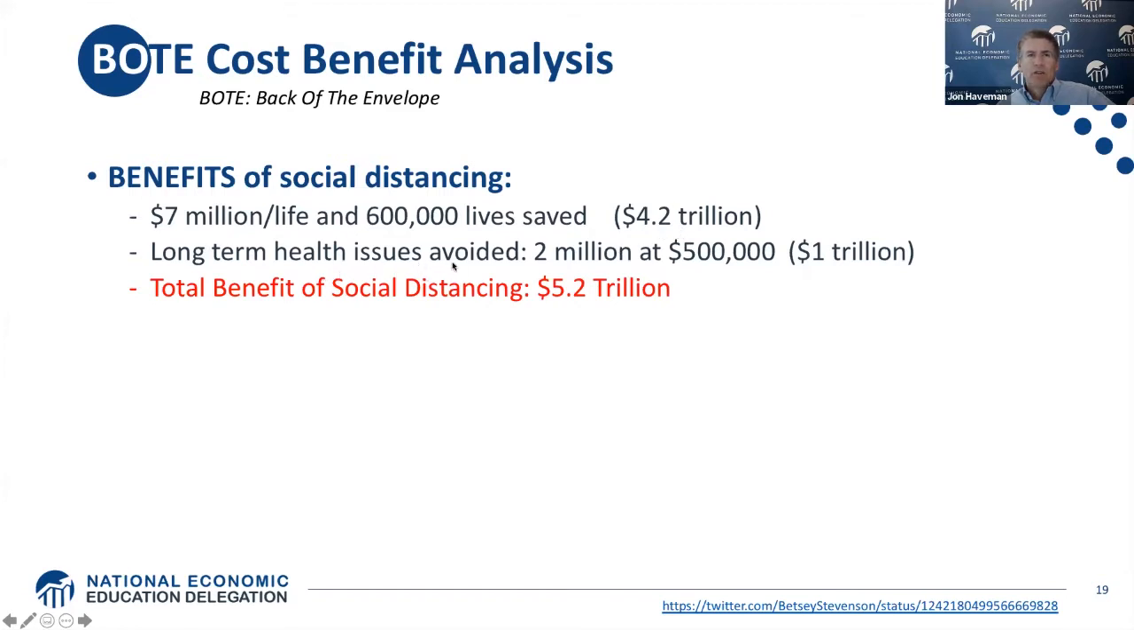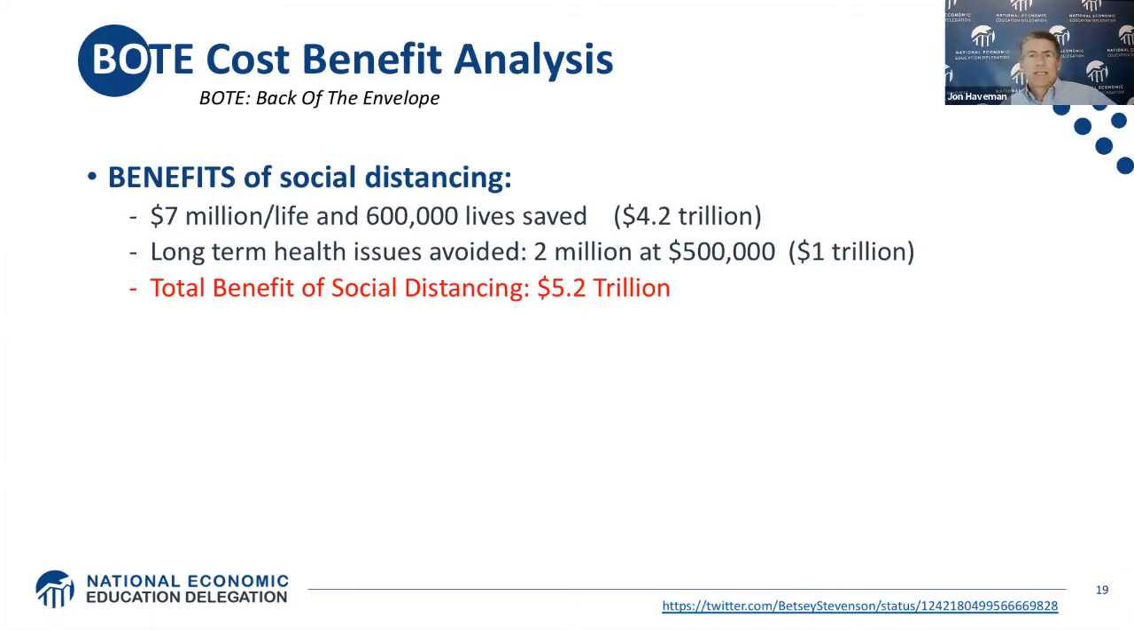There are also a bunch of long-term health issues that might arise. Folks who get COVID might have long-term respiratory disorder. We assume that there are 2 million of those, and we value each one at about $500,000. That gives us $1 trillion worth of savings. So add those two together, and the benefit of social distancing is $5.2 trillion. That's the benefit. Then we have to look at the costs.